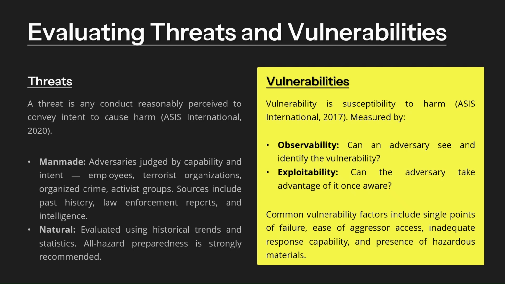Threats are any actions or events that can cause harm. These may be man-made, such as crime, terrorism, or cyber activity, or natural, including disasters and environmental risks. Vulnerabilities refer to weaknesses that can be exploited. These may arise from lack of awareness, inadequate controls, single points of failure, or unsafe conditions. Effective risk management requires understanding both threats and vulnerabilities, as risk exists where the two intersect.